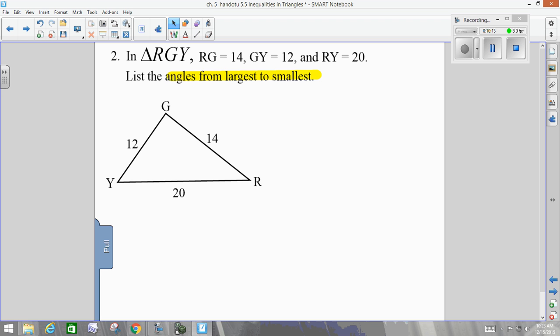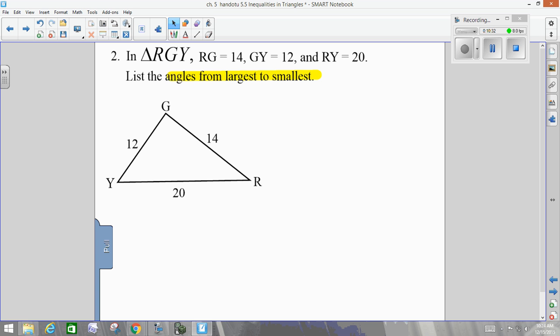Why do you think students are going to make mistakes here? Good, they won't read it very carefully. It'll say put your angles from largest to smallest, and they'll put them the other way. So make sure you read carefully.